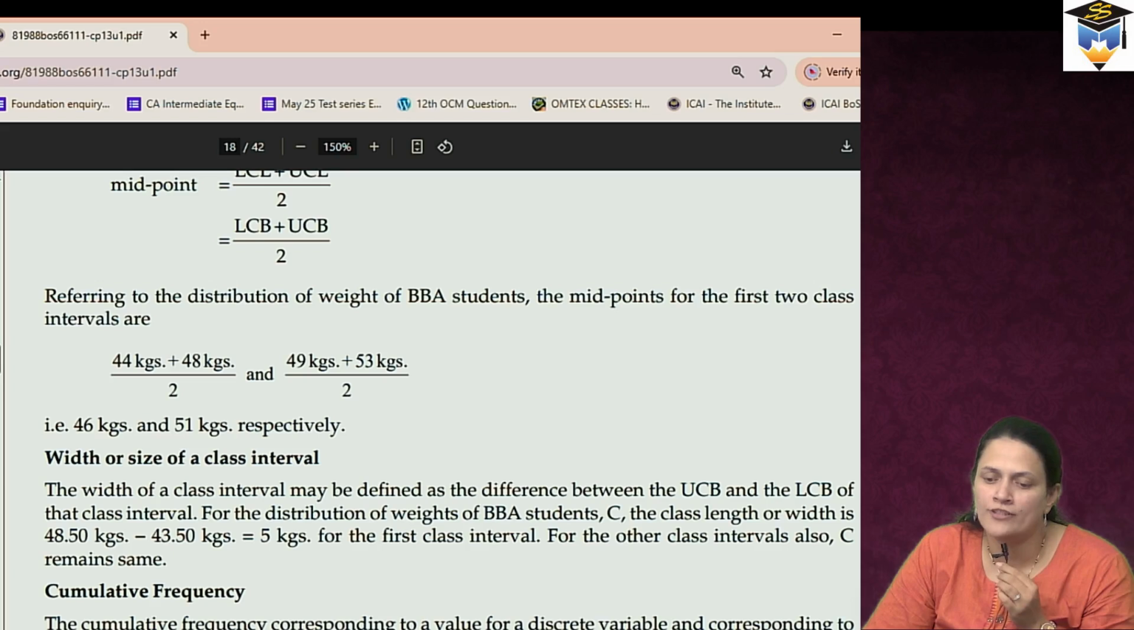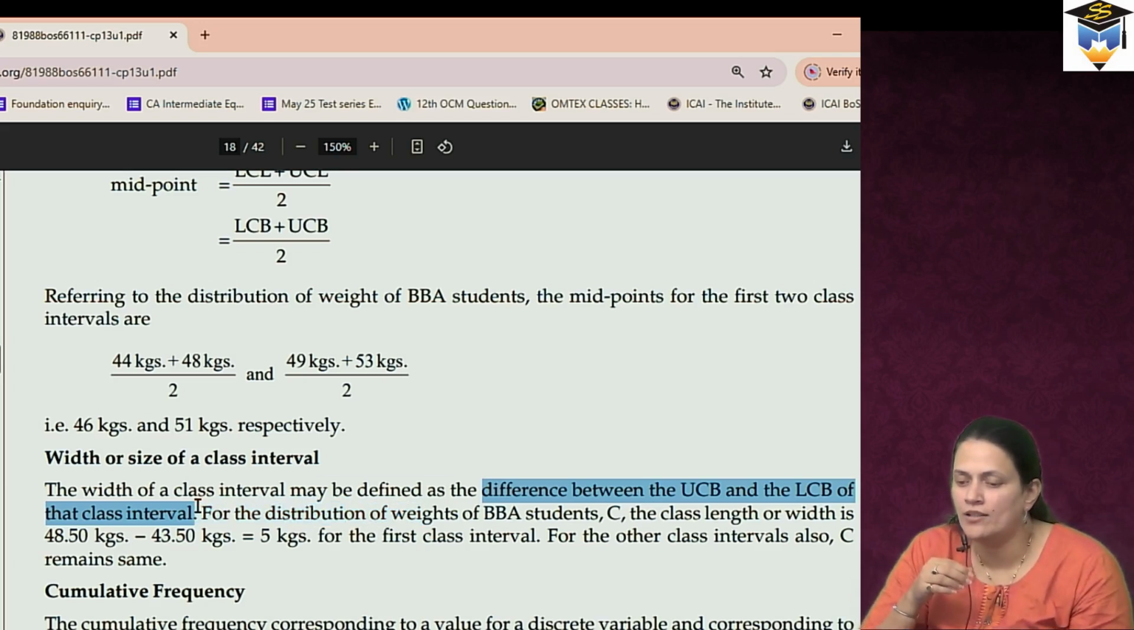Next, width or size of a class interval. Write down: width is nothing but the difference between the UCB and LCB of the class interval.